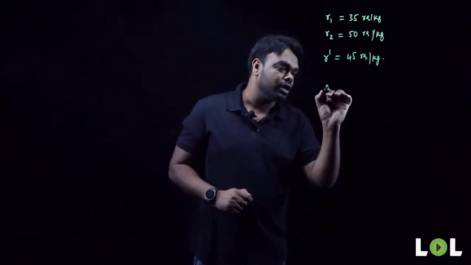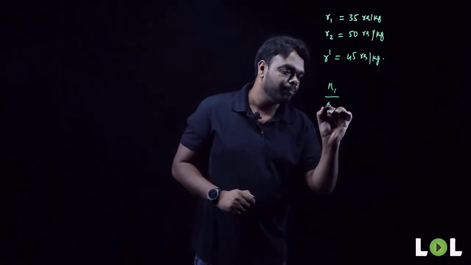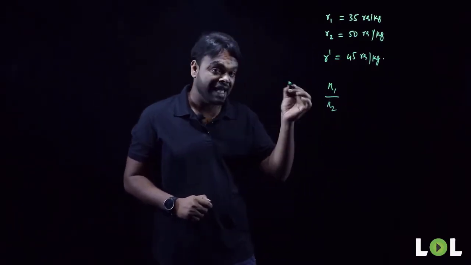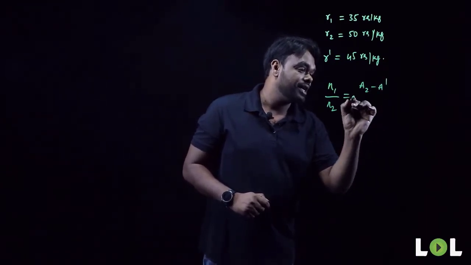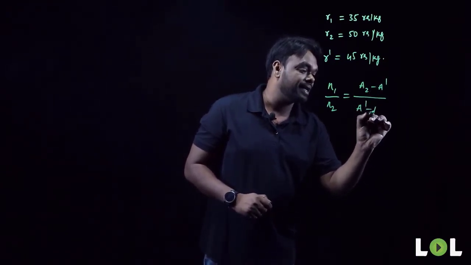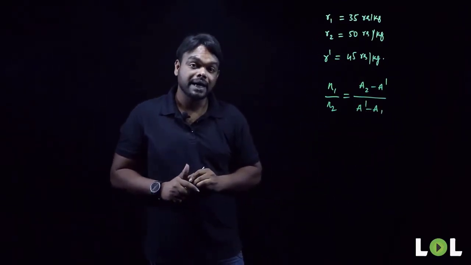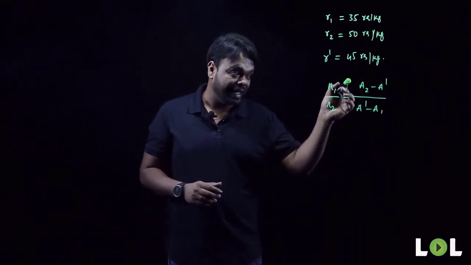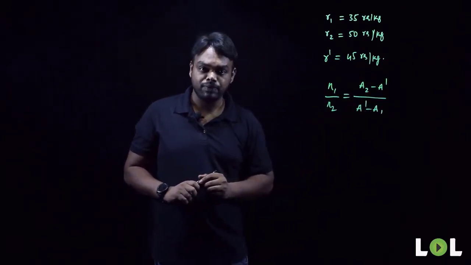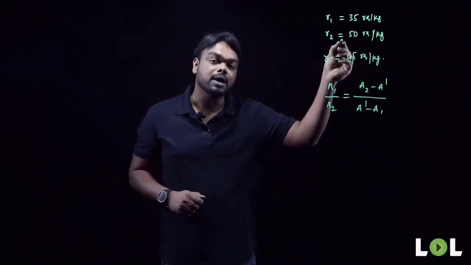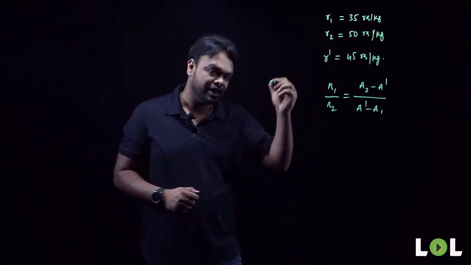So, if I am not wrong, you have already learned this formula in averages, which is N1 by N2 equals A2 minus A dash divided by A dash minus A1, where A1 is the lower price, A2 is the higher price, A dash is the mean price. Now, if I apply the same formula, I'll get the same answer. Let us check that out.